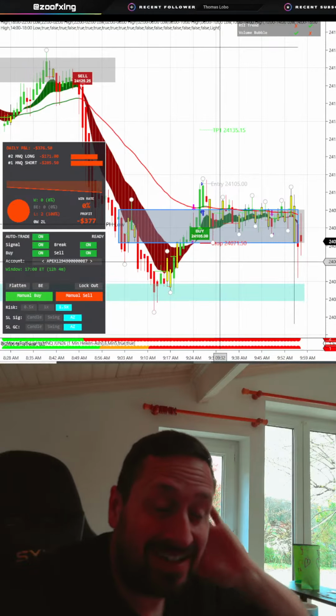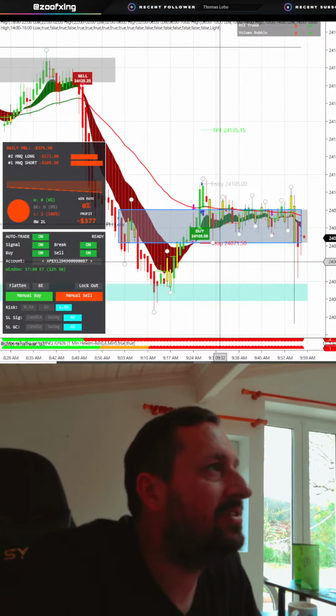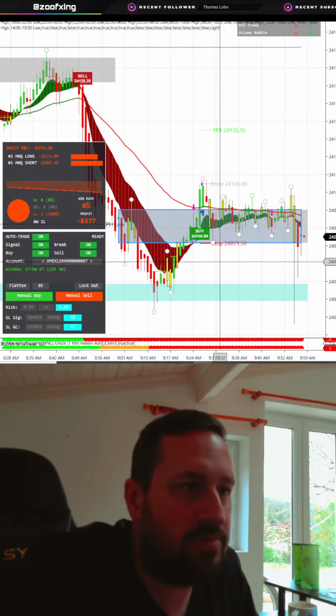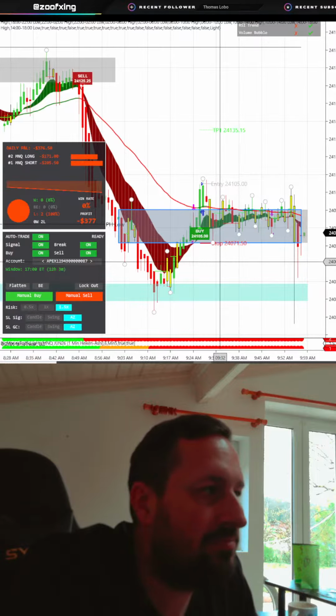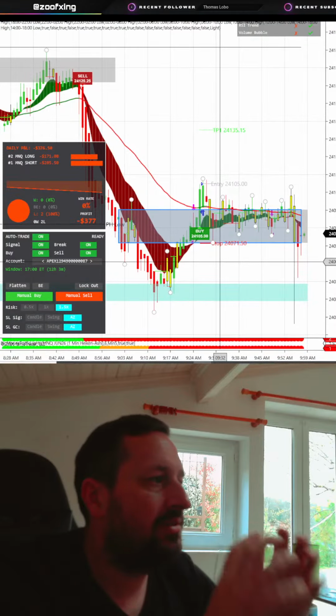Also, I love doing this sort of stuff, but trading at the same time is impossible. I can't do two at the same time because I'm so busy testing all the different elements.